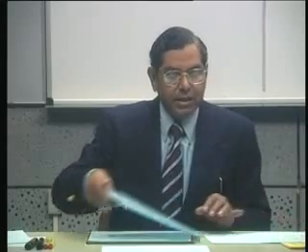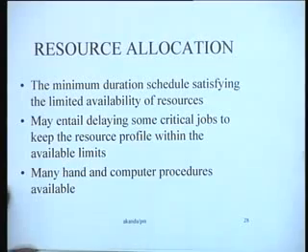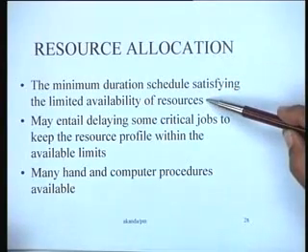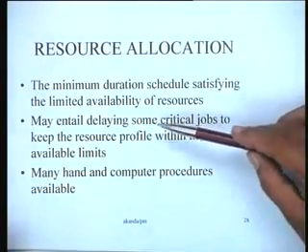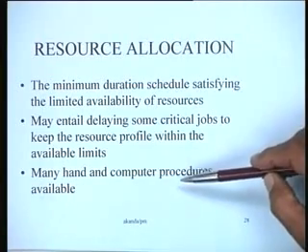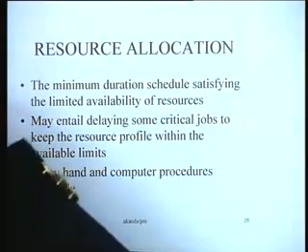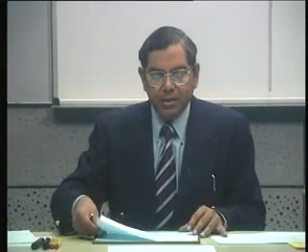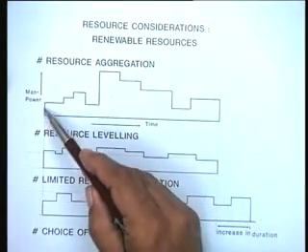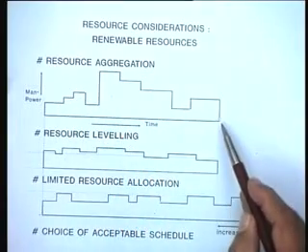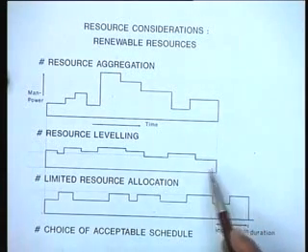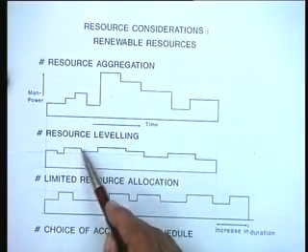Limited resource allocation is another thing which is extremely important, which talks about the minimum duration schedule satisfying the limited availability of resources, which might involve delaying some critical jobs to keep the resource profile within the available limits. And there are again a number of hand and computer procedures available for doing this. Here is a pictorial representation of the process. In resource aggregation, we are simply interested in finding out what is going to be the manner in which resources are utilized over time. In resource leveling, we are not increasing the project duration, but we are trying to shift some jobs so that this becomes more leveled.